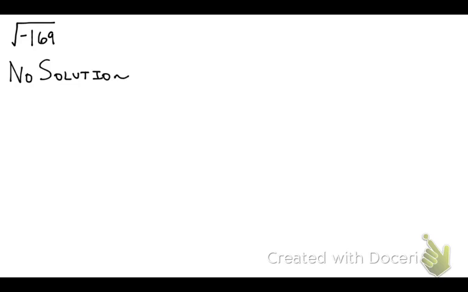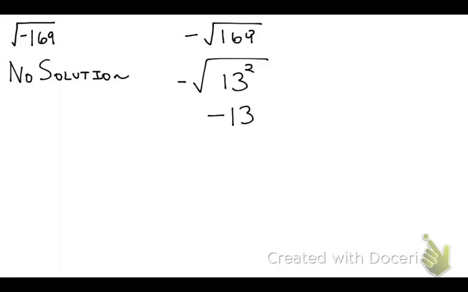Now this is different than if we were asking the question, what is the negative square root of 169? 169 is the same thing as 13 times 13, or 13 squared. So the negative square root of 169 is negative 13.